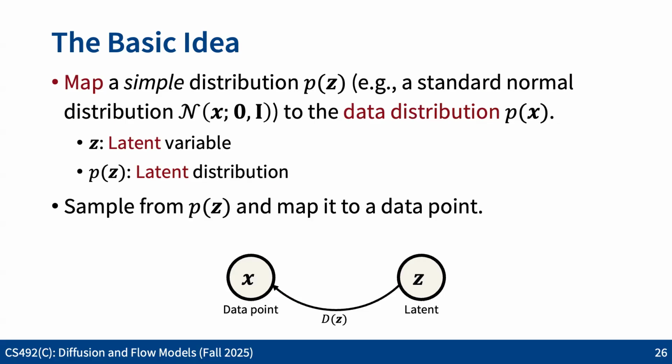So the generation process is: we sample from the latent distribution, the standard normal distribution, and map this into one of the data points. That will be our generation process for everything: GANs, VAEs, diffusion and flow models. Make sense?